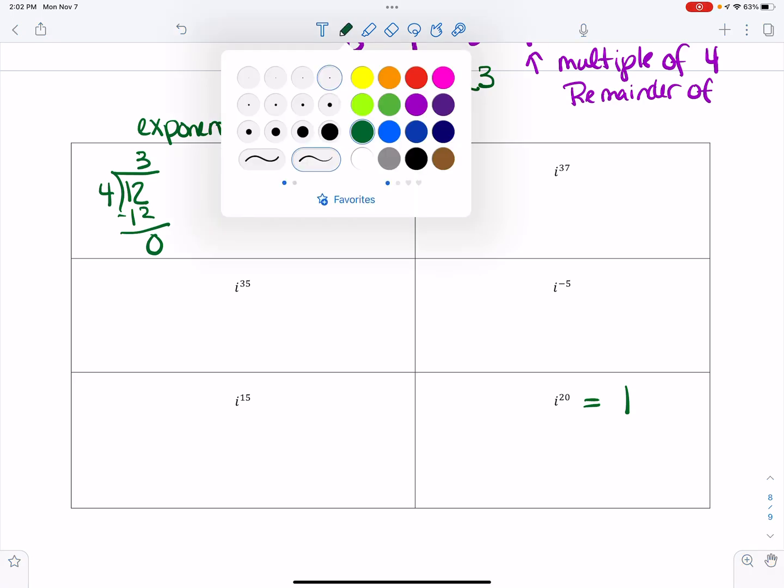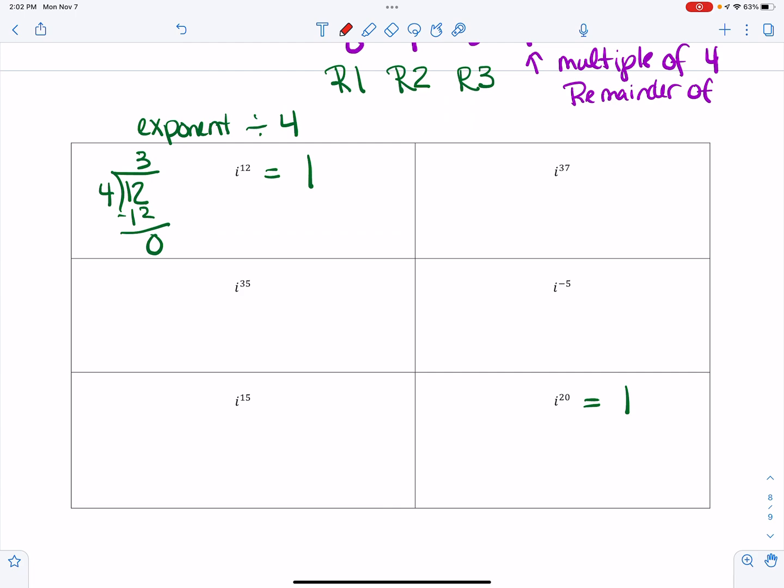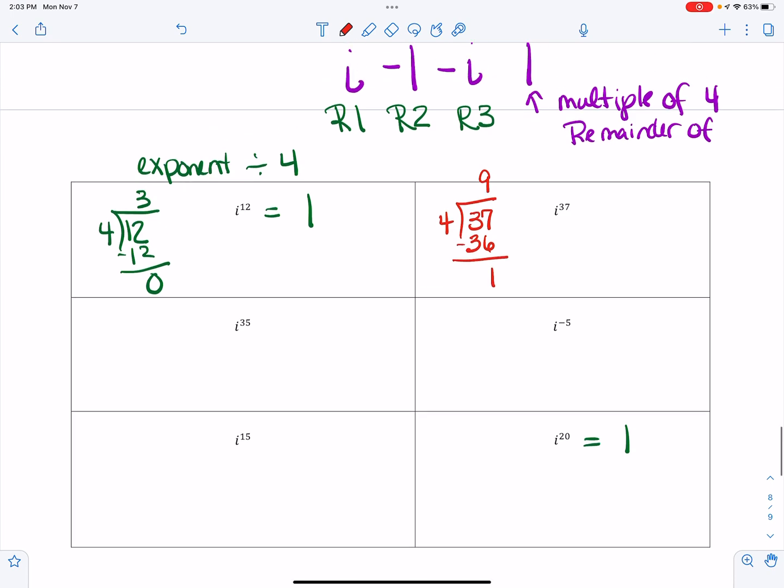Now, the next few that we're going to look at are not divisible by 4. So 37 divided by 4, that goes in 9 times. 9 times 4 is 36. I have a remainder of 1. And so that tells me remainder of 1, i to the 37th is i.